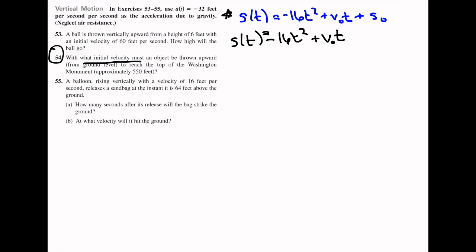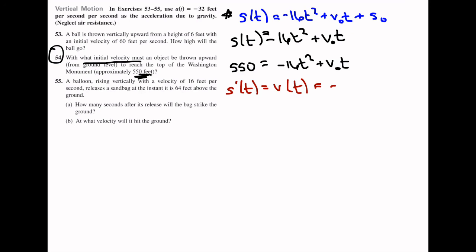So from here, what can we do? We could say that we know we want our position to equal 550 feet. So we can say 550 equals negative 16t squared plus your initial velocity times t. But now we have one equation with two unknowns, and that doesn't help. So what else can we do? Well, when all else fails, what can you do from the position? Well, you can take a derivative, and that gives you your velocity, right? And that derivative would be negative 32t plus your initial velocity.